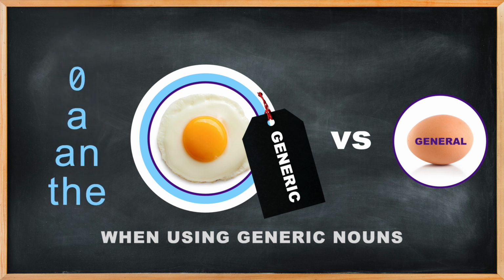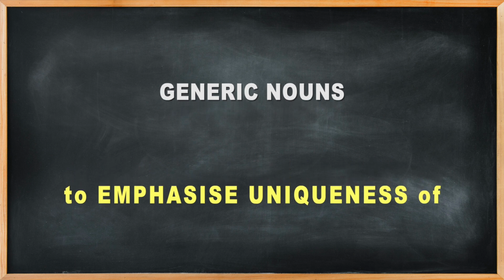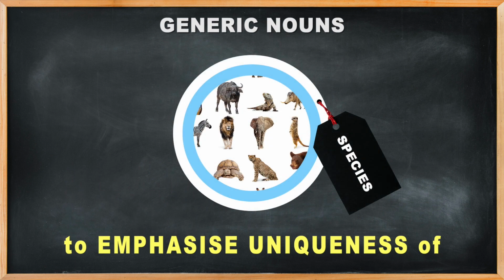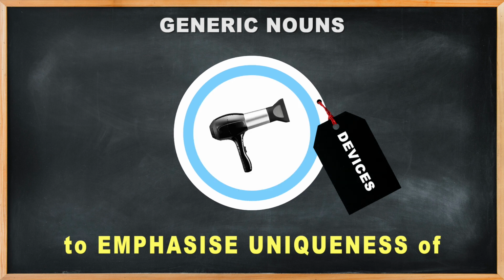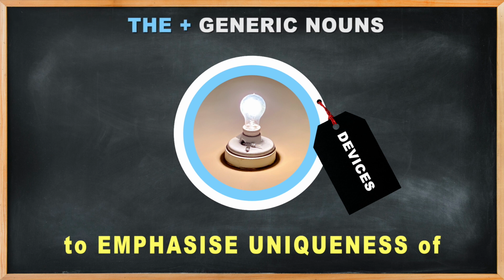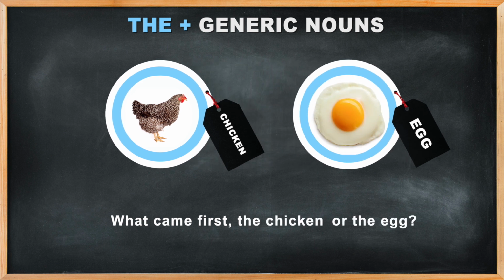But when using nouns generically to emphasize the uniqueness of a category of things, especially with the names of species of animals or plants, parts of the body, inventions and devices, we tend to use the definite article "the." For example, what came first, the chicken or the egg? We're not talking about a particular or defined individual chicken or egg, but rather we are using these generic nouns as labels for a unique type of bird called chicken and a unique class of thing they produce called egg.